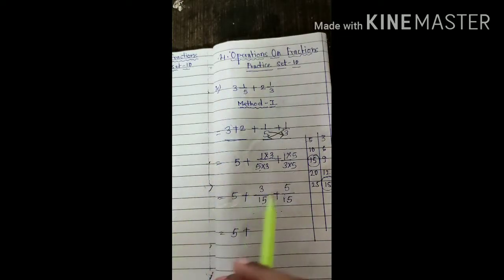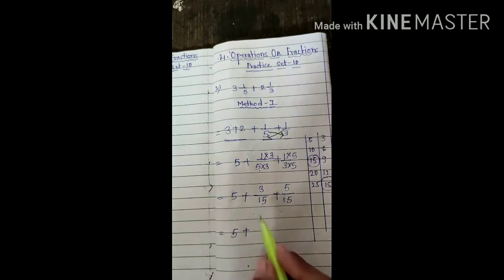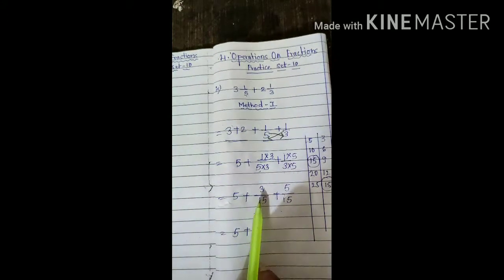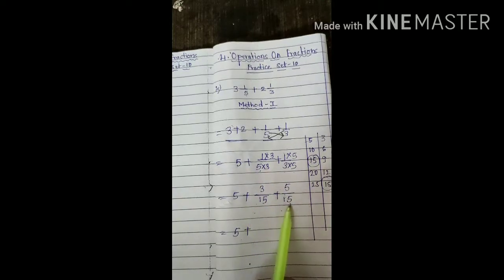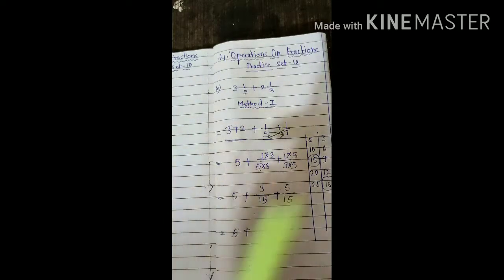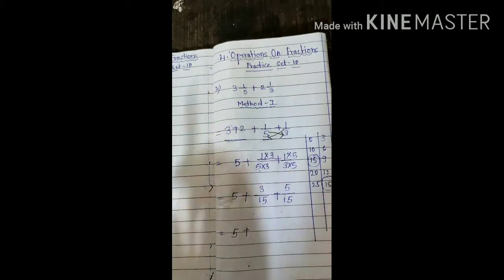The denominator is the same, so you can add these numbers directly. You have to add only the numerators, don't add the denominators. Denominator को add आपको करना नहीं है, आपको सिर्फ numerator को add करना है.